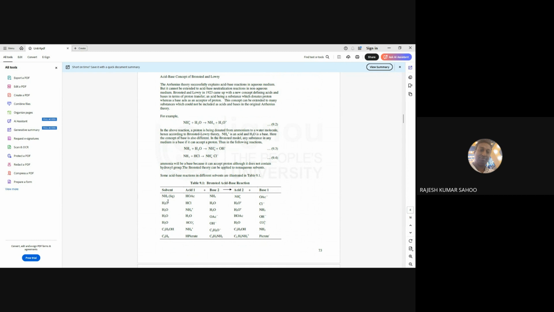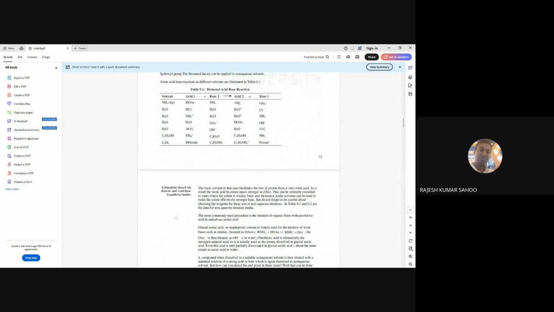Solvent is ammonia, liquid ammonia, a non-aqueous solvent. H2O is an aqueous solvent. C2H5OH is a non-aqueous solvent, and benzene is also a non-aqueous solvent. So you are using acid 1 and base 2, acid 2 and base 1 reactions. In the reactions of acid 1 and base 2, the solvents are ammonia, water, H2O, alcohol, benzene, like this.